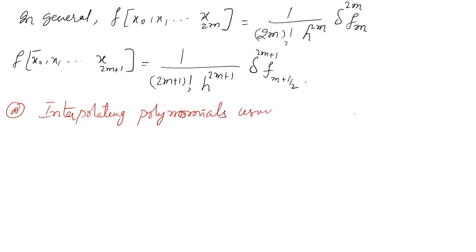Interpolating polynomials using finite differences. Previously we have seen interpolating polynomials using Lagrange's interpolation and divided differences. Now using finite differences. Okay, now let us derive this first one.